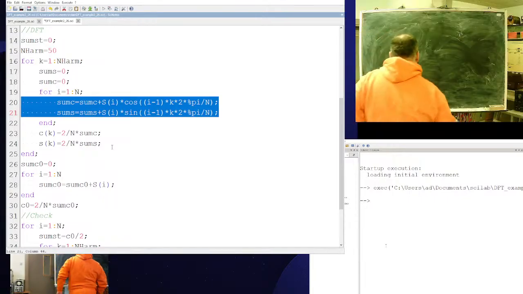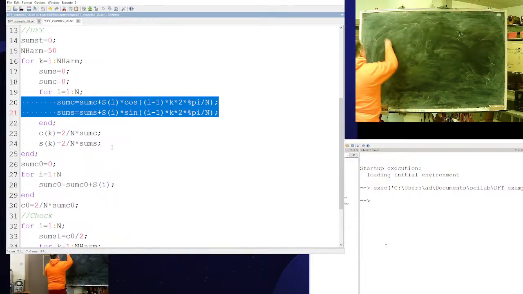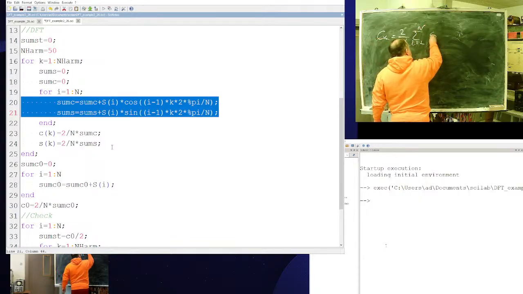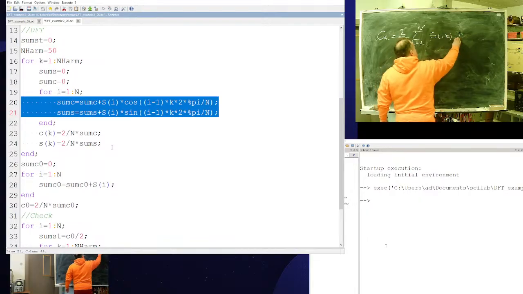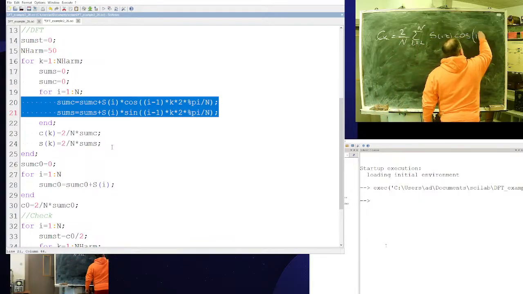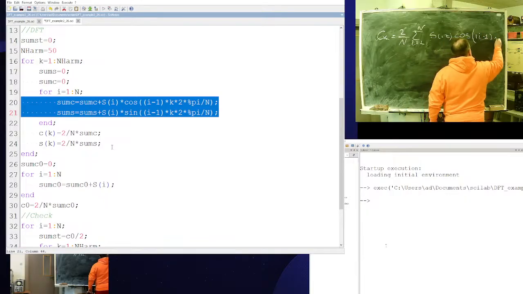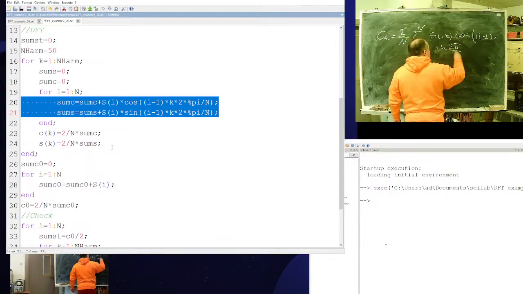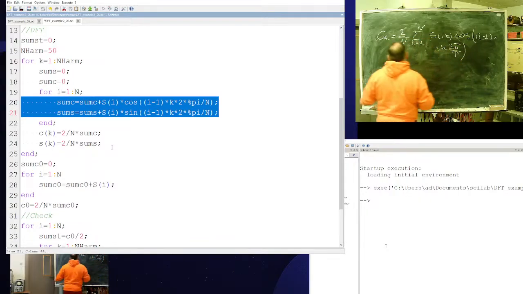Again, for cosine: 2 divided by number of measurements, sum where I start from 1 and end at number of measurements, values of signal multiplied by cosine of (i minus 1) multiplied by k double pi divided by period.